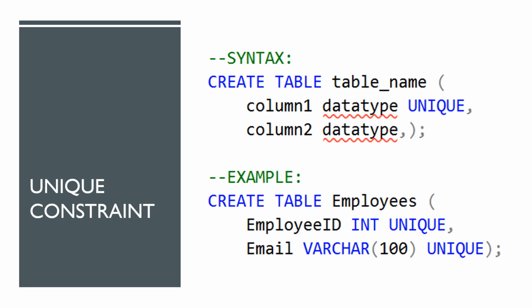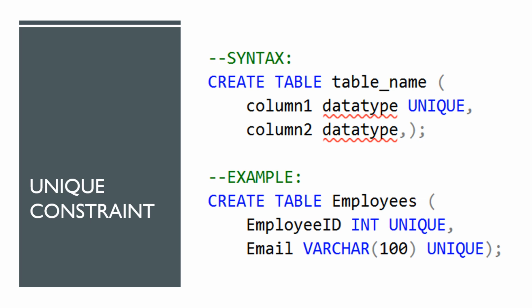Next one is the unique constraint. This is the same example where the table name is employee, and for employee ID, it's written integer unique, which means that the data type is integer and must have a unique value. This ensures no two employees can share the same ID.